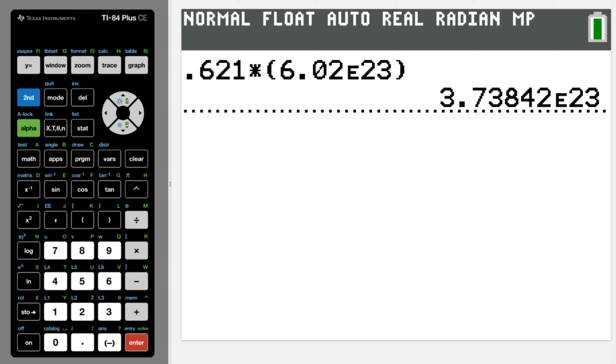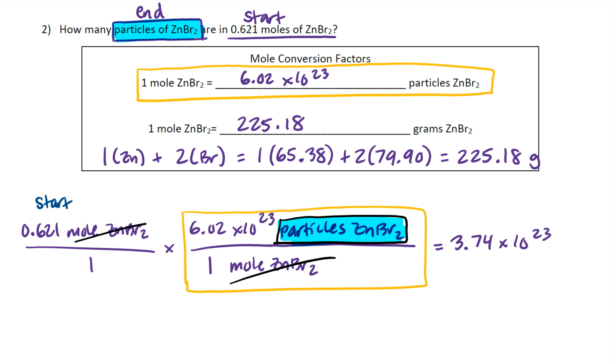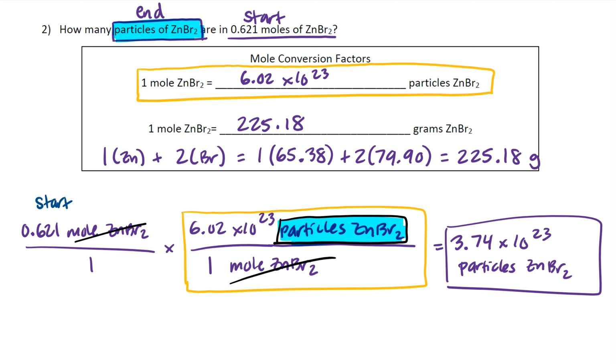And then don't forget, at the very end, always double check to make sure this is non-scientific notation. This one says E23, so that does mean this is scientific notation. It means times 10 to the 23rd power. So my answer is 3.74 times 10 to the 23rd power, and then I'm going to take those units and the chemical formula and include that in our final answer. Again, I'm getting those units from the end of my dimensional analysis, particles, zinc bromide.